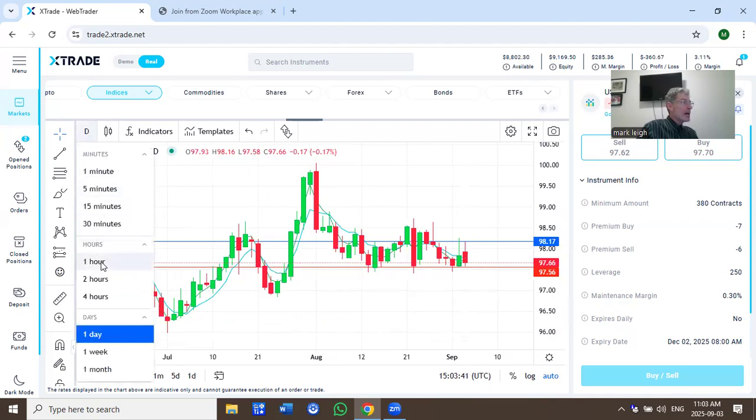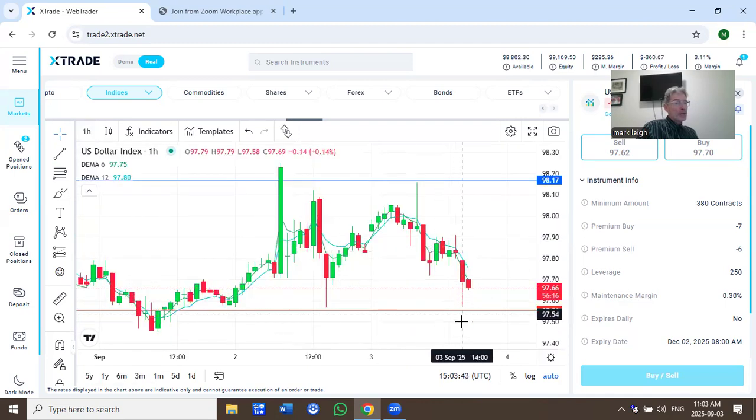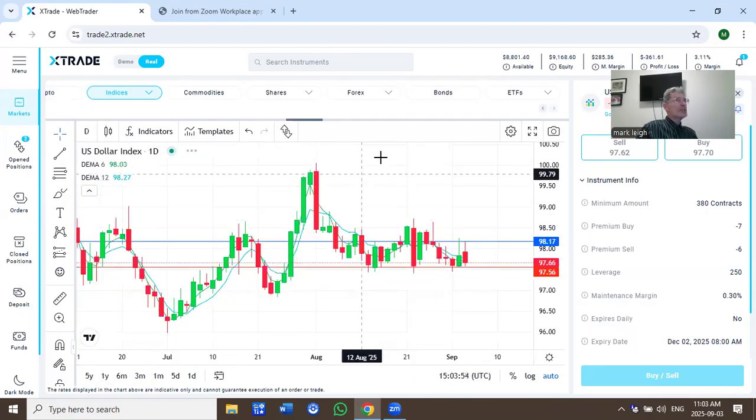If I zoom in on the hourly, you can see the support at 97.56, the target that sellers will be looking at through the afternoon portion of the US session. Let's have a look at the majors.